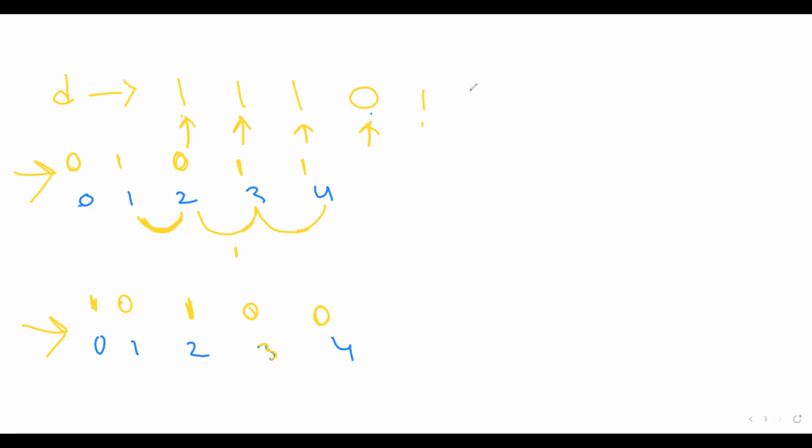Now they are saying that XOR of the 4th and 0 index should be 1. Let's see, if we do XOR of the 4th index and 0th index values, it will result in 1. Therefore it's valid. In this case also, if you see XOR of 0 and 4, that is 0 XOR 1 is 1, therefore it's valid.